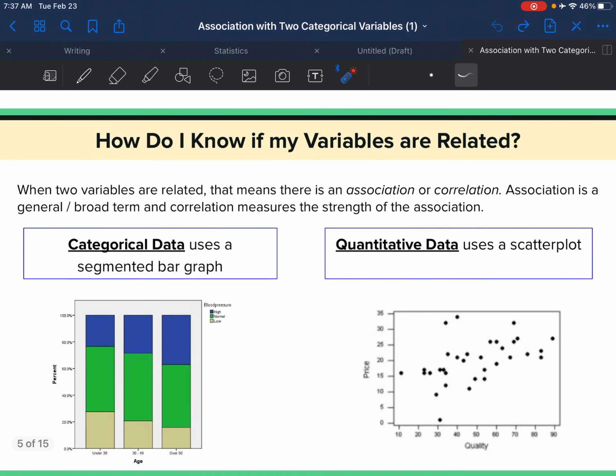So we want to know when we have two of these variables if they're related. And if they are related, it's called an association or a correlation. They pretty much mean the same thing. Association is your broad general term, where correlation specifically is talking about the strength of the association. And depending on the type of variables we have, we use two different graphs. Categorical data uses a segmented bar graph like this, and quantitative data uses a scatter plot like this.